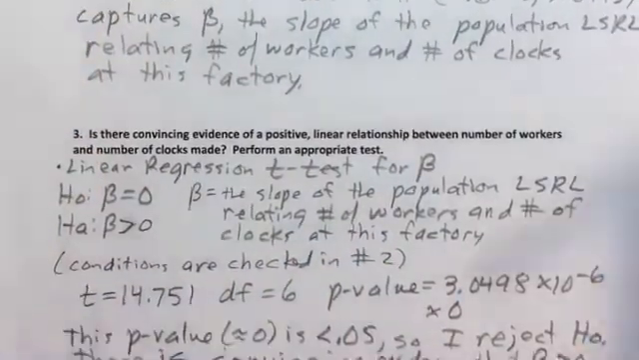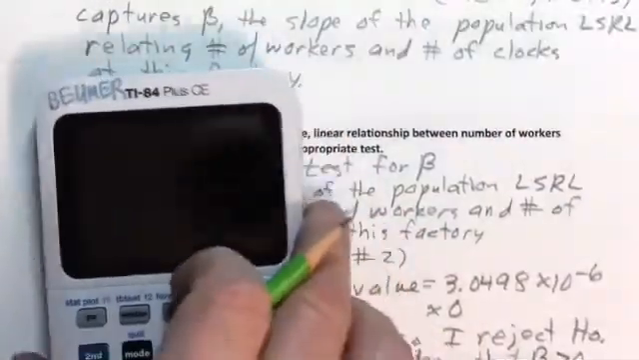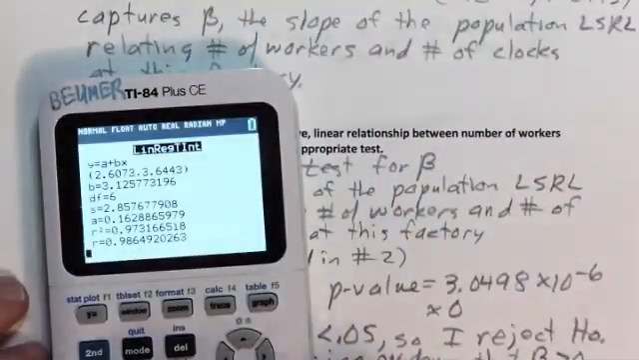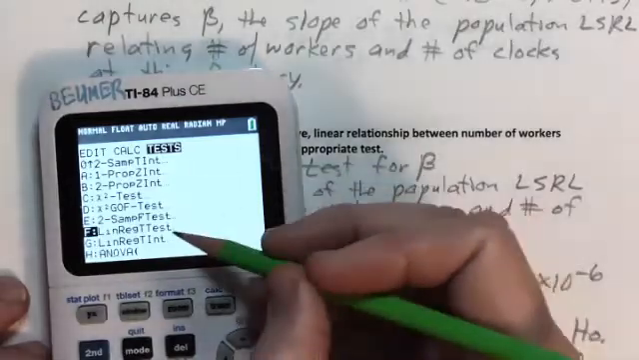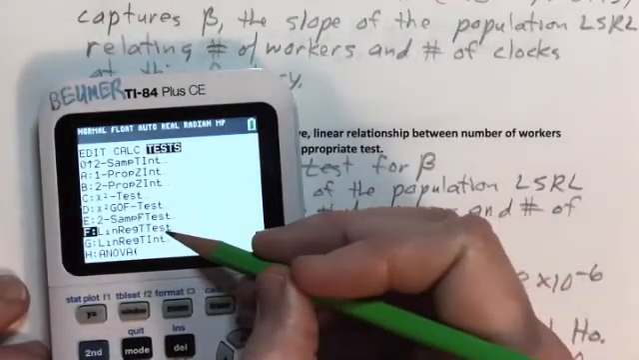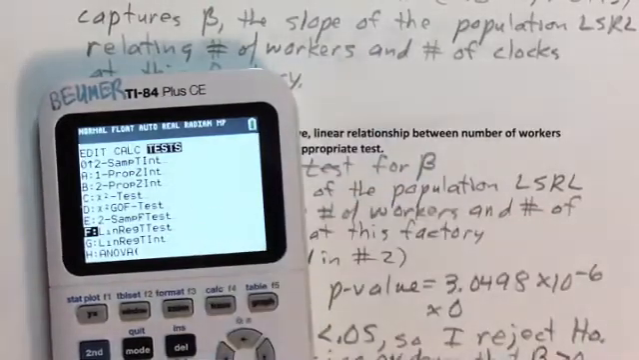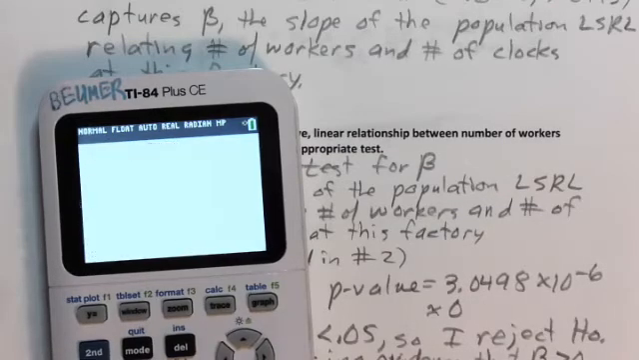Now, how do we get these numbers? Well, we use that other command. And so we would say stat, test, and scroll all the way to the bottom, linear regression t-test, option F, right there. And so this is our last inference. This is our last new concept of the course of AP Stats. So we hit enter on that.